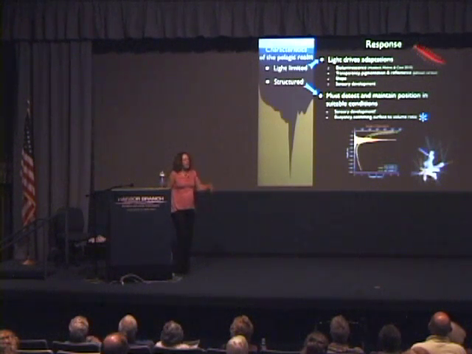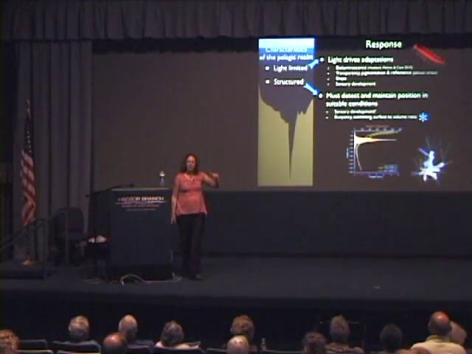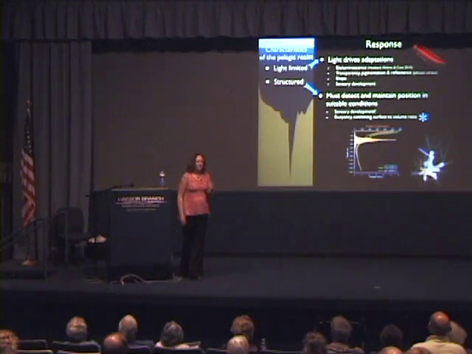There has been a lot of work on how things maintain their position in the water column, looking at different ways that they manage their buoyancy, either by accumulating light ions or lipids, or increasing their surface area so that they sink slower. Lots of different ways that people have looked at that.